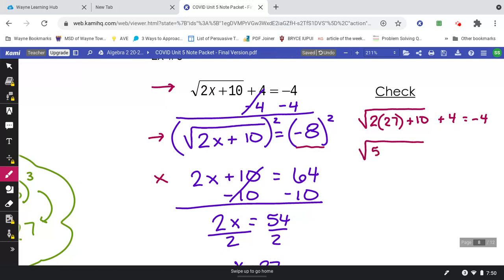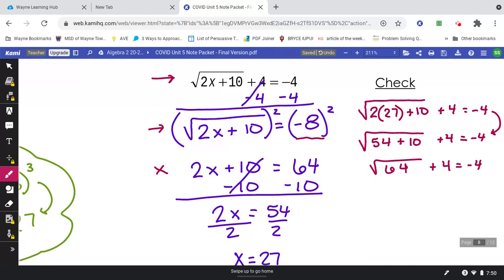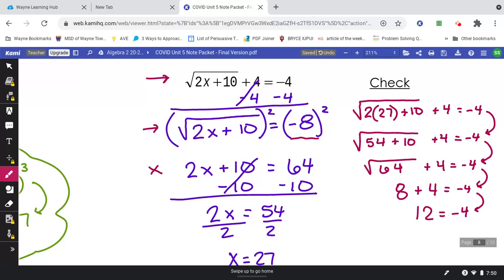2 times 27 is 54. Remember, I want to keep that negative 4. Whatever's on the right-hand side, I just want to keep that the whole time. 54 plus 10 is 64. The square root of 64 is 8. And 8 plus 4 is 12. Notice I kept the negative 4 on the right-hand side. I kept that the same thing the whole way down. 12 is not equal to negative 4.